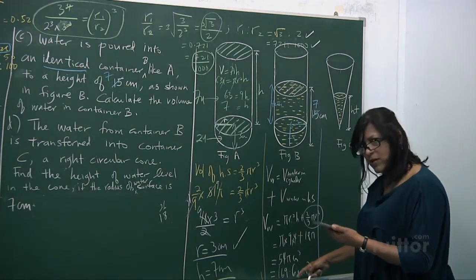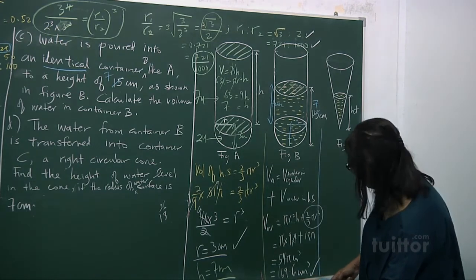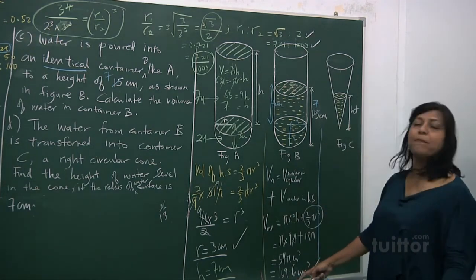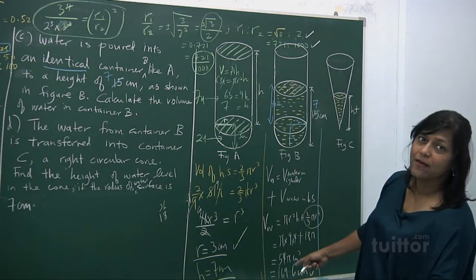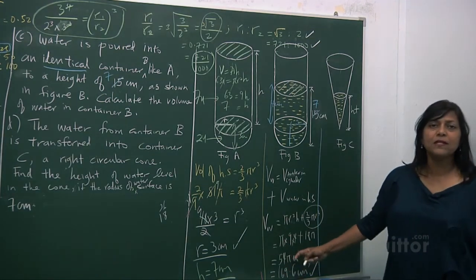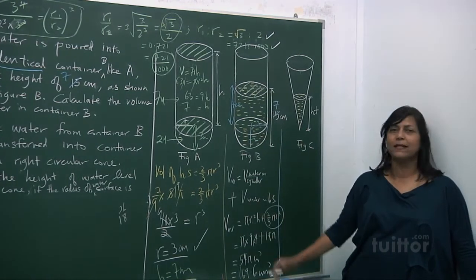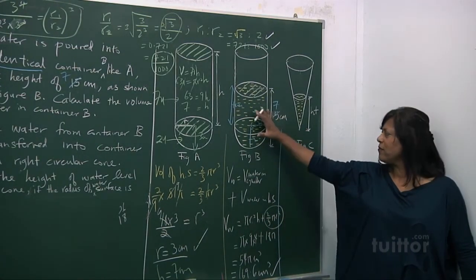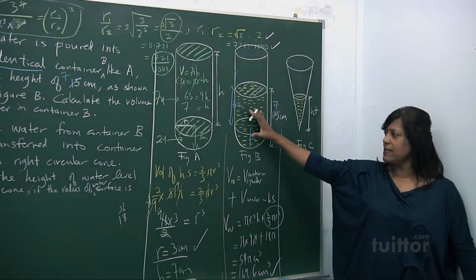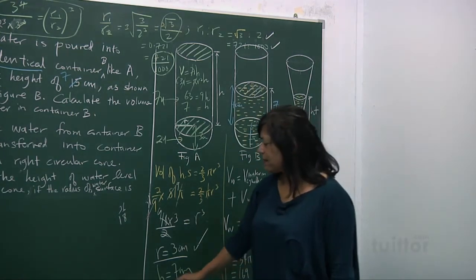But if you want it to 3SF, it's 170. Alright, please correct that to 3SF if they're required. So this is how you work out the volume of the water in the container. Now, once you've got this water, they say in question C, let's look at that.